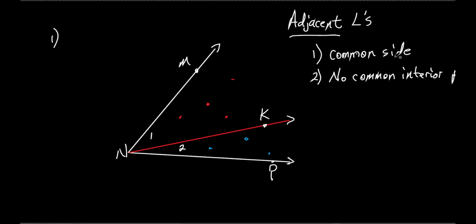So does it fit these two criteria? It does. It has a common side, so check. Does it have no common interior points? Nope. Doesn't have any ones that are in common. It doesn't share any common points, so we check that. Are they adjacent angles? Yes, they are.